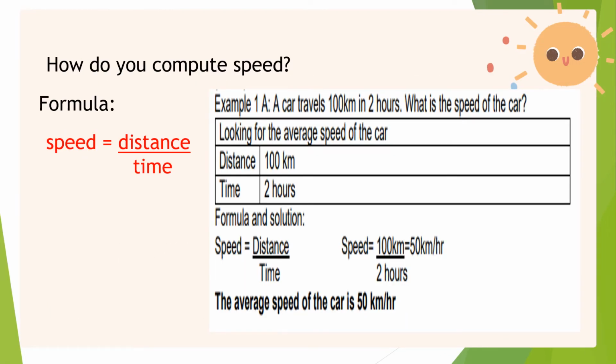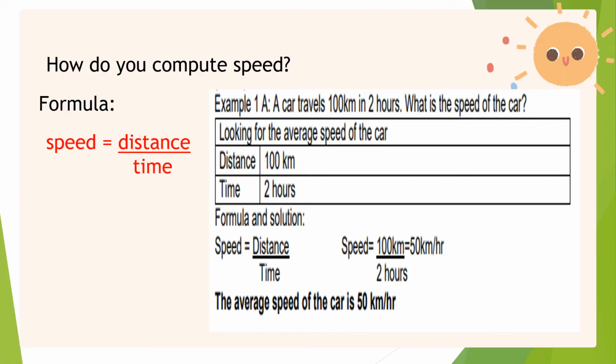Now let me explain how to compute speed. The formula we use is simple. Speed equals distance divided by time. So for example, if a car travels 100 kilometers in 2 hours, we can calculate the average speed by dividing the distance traveled by the time it took.